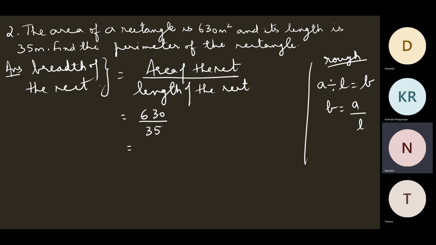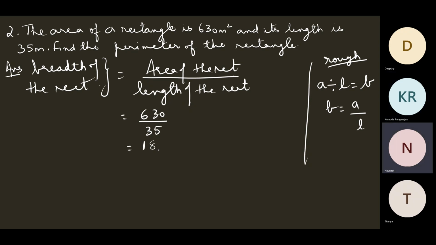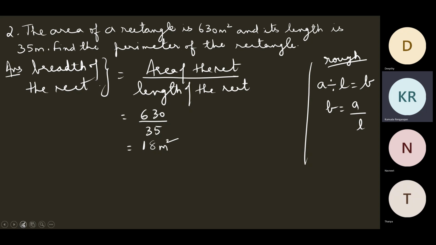Done, ma'am. What is 630 divided by 35, Navneet? Ma'am, 18. What is the unit? 18 what? 18 centimeter, 18 meters square. Breadth is 18 meters square, is it? Only area is expressed in square units. Length and breadth are simply expressed in units. 18 meters.